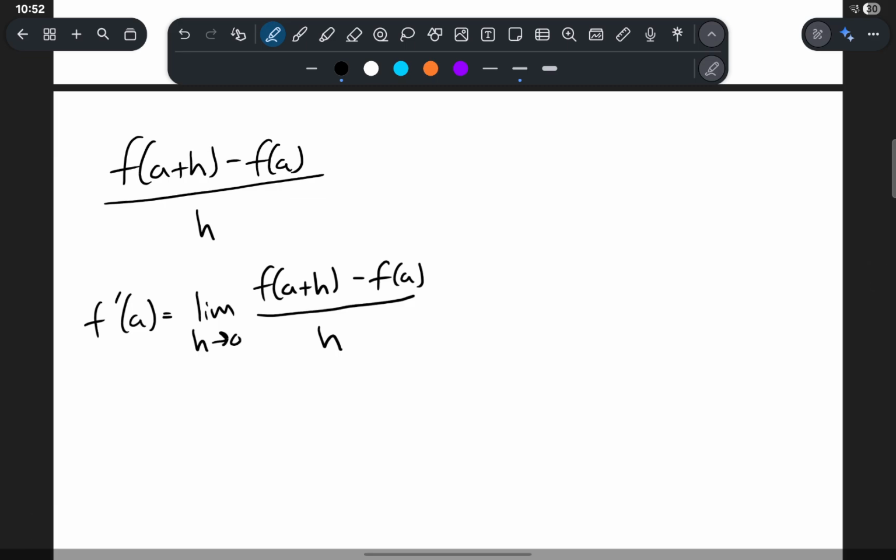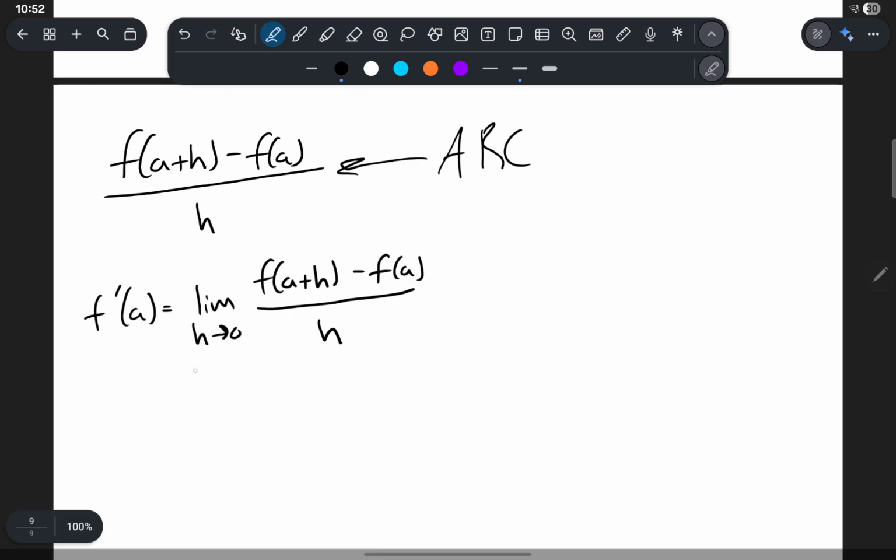So the last key concept I'm going to go over in this video is the difference quotient, which is a really important expression. It is the slope of the secant line from x to a plus h. If h is a normal number, it will give the average rate of change. So this, by definition, is the average rate of change. But if you take the limit as h approaches 0, it becomes the instantaneous rate of change. So by definition, this is the IRC.